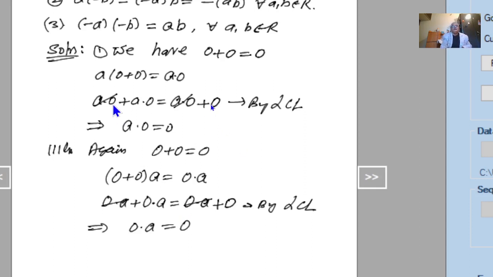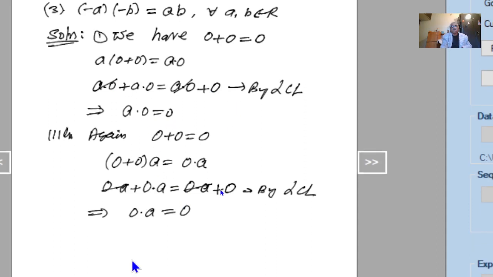So what we proved here is A into 0 equal to 0, and here we have proved 0 into A equal to 0. Therefore we can write A into 0 equal to 0 into A is equal to 0. This is true for all A belongs to R. This is one. Next I will go to the second one.